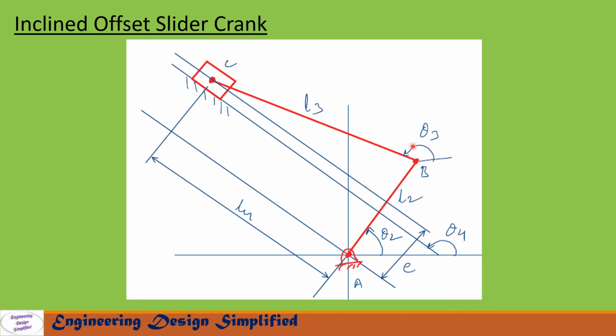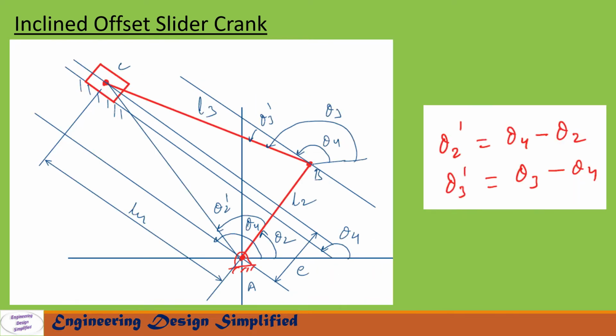In this first type of offset slider crank mechanism, the slider is at an offset of E from the center of the crank, above the center of the crank. So this link is crank L2, length is L2, and angle between horizontal and this link is theta 2, and this link is coupler and its length is L3, and angle between coupler and horizontal is theta 3. So this inclination we call theta 4, that is from horizontal, and this slider position is L4 from the center of the crank. Let us see in the coming slides how to derive equations, and later we solve a problem.